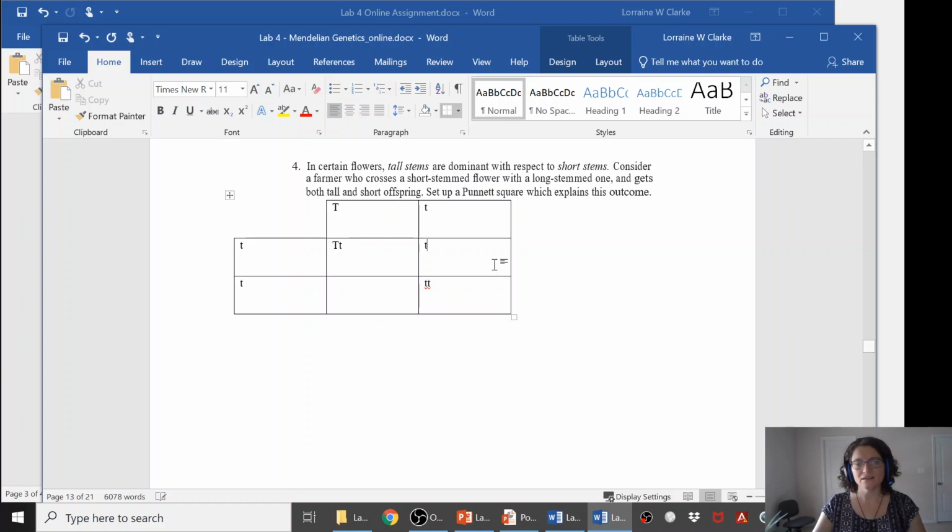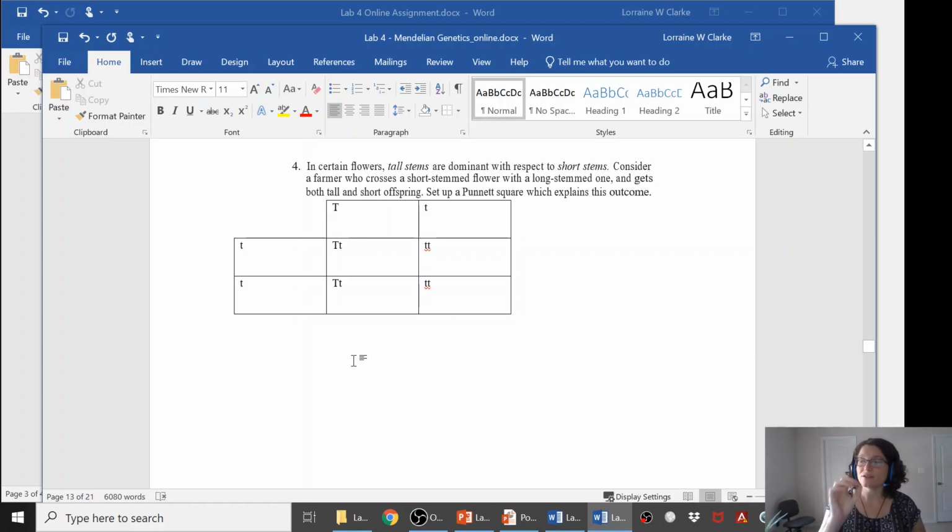So likely he got 50-50, short and long. It doesn't say that, but that's what he should have gotten, because that's the only way you can have a tall plus a short that equals tall and short together. Okay, there's no other combos. Big T and a little t would all be tall. Therefore, you know that if they create any short, you have to have that. Okay. Again, this was where we worked back from the offspring and talked about what the actual parents had to be. Okay.